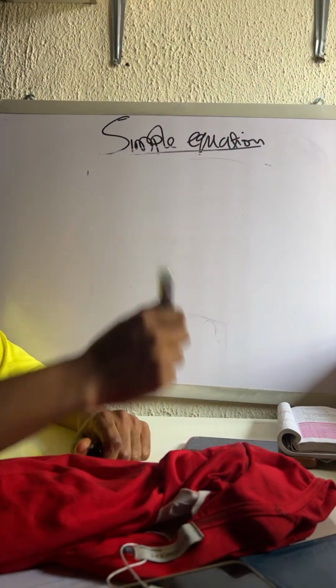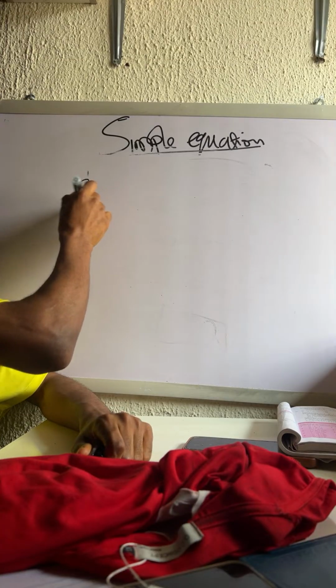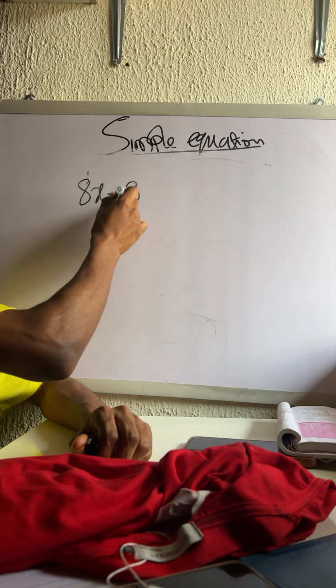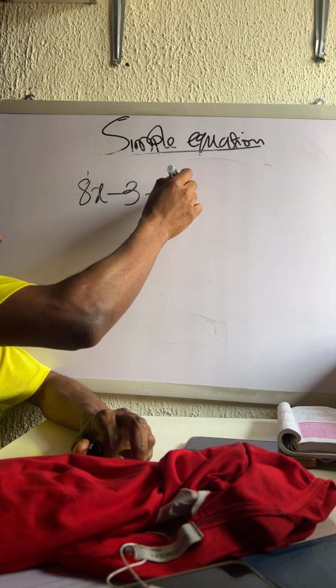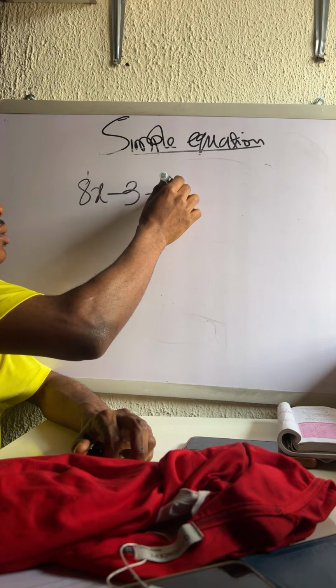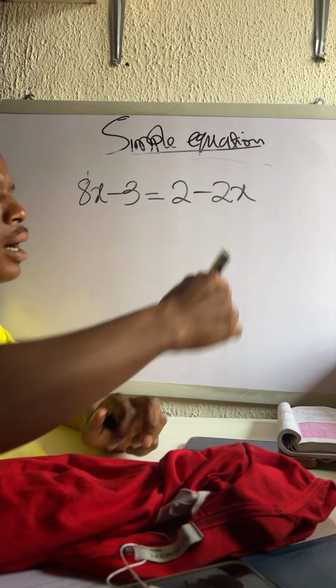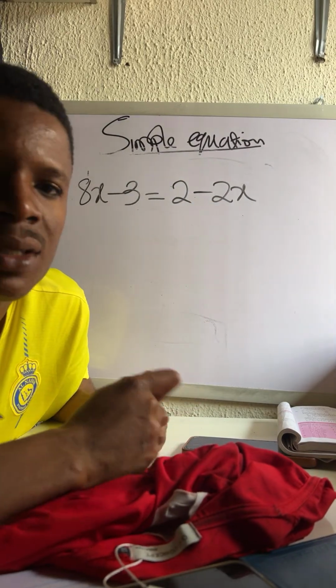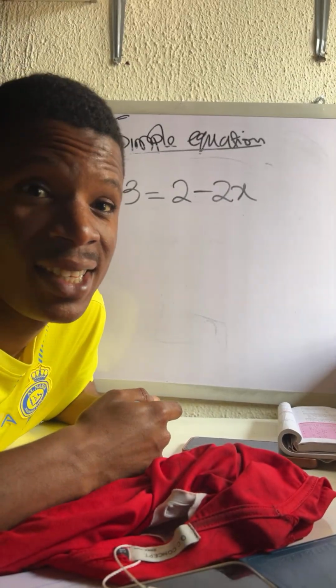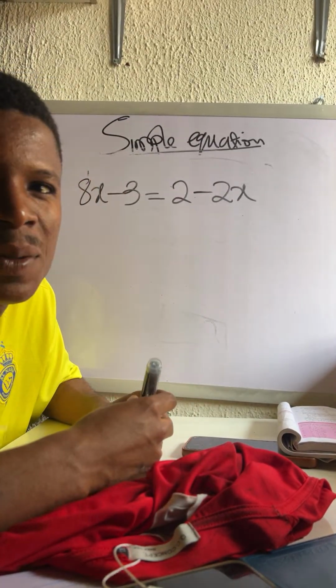So we have the next one. We have 8x minus 3 is equal to 2 minus 2x. Wow, a different one altogether. Can you solve that? Is it that easy to do? Let's see what the answer will look like.